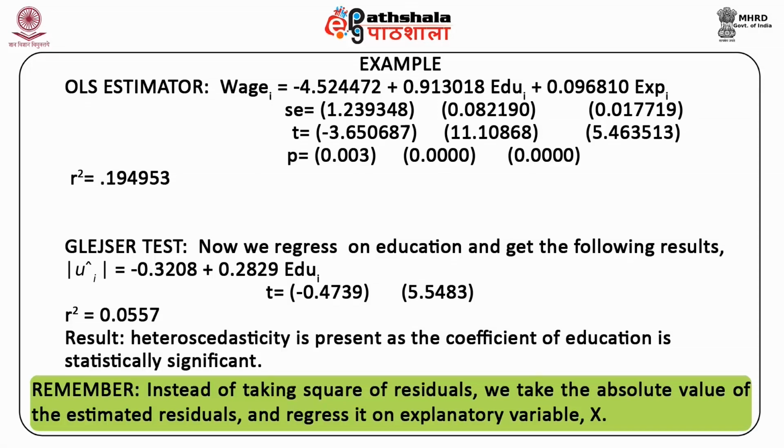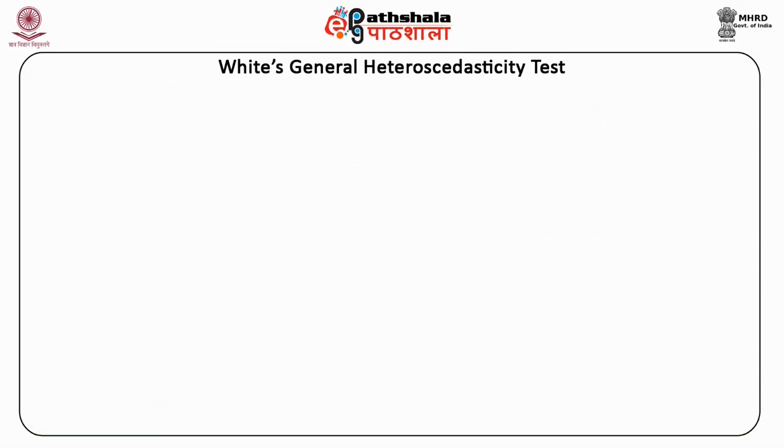So we use the Glejser test by regressing the absolute value of residuals on education, which is taken as the explanatory variable for the present regression. However, we can repeat this test by regressing on experience and the estimated value of wage also. The above mentioned Glejser test result suggests that the data suffers from heteroscedasticity, as the coefficient of education is statistically significant.